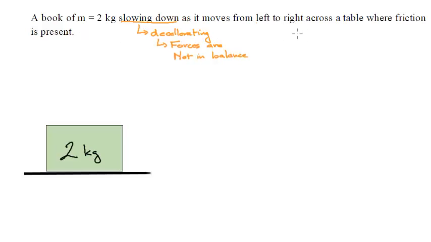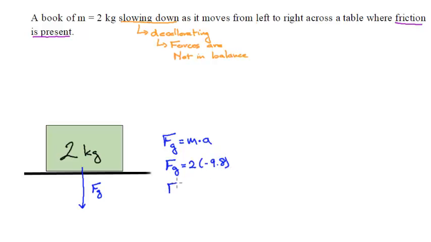Okay, the next clue is left to right, but here we go. Friction is present. So now I have a force counteracting my movement. Let's start with gravity again. Force due to gravity. Newton says that force equals mass times acceleration. The force due to gravity equals 2 times negative 9.8. So that means the force due to gravity equals negative 19.6 newtons.